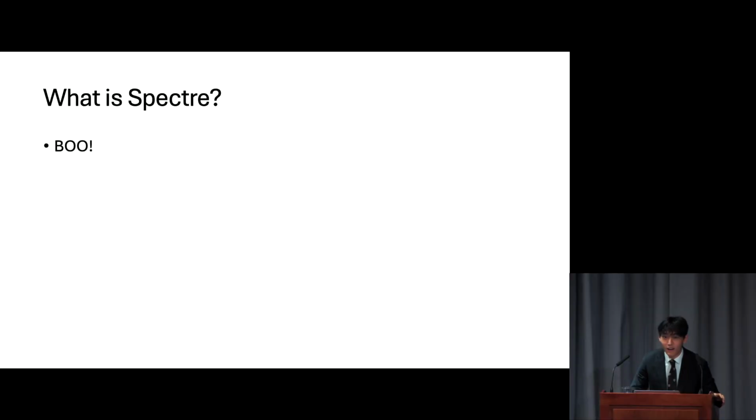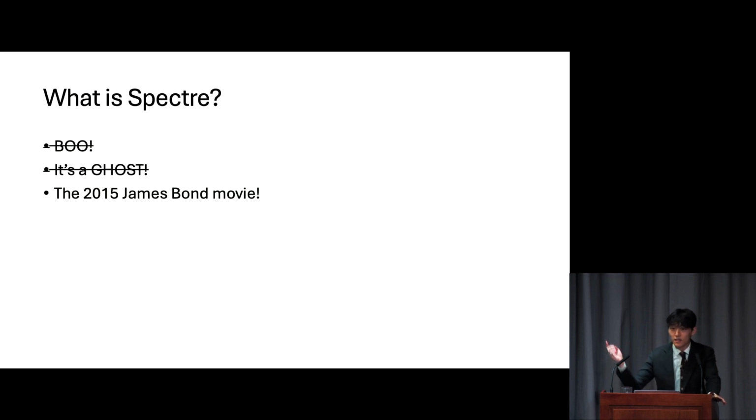Okay, hello everyone. I'm John, and today I'm going to give you a talk about Spectre. So first, what is Spectre? Boo! It's a ghost. It's not a ghost. Okay, it is what Spectre means, but that's not the Spectre we're talking about today. Okay, so it's not that. Is it the 2015 James Bond movie? It's also not that, obviously.